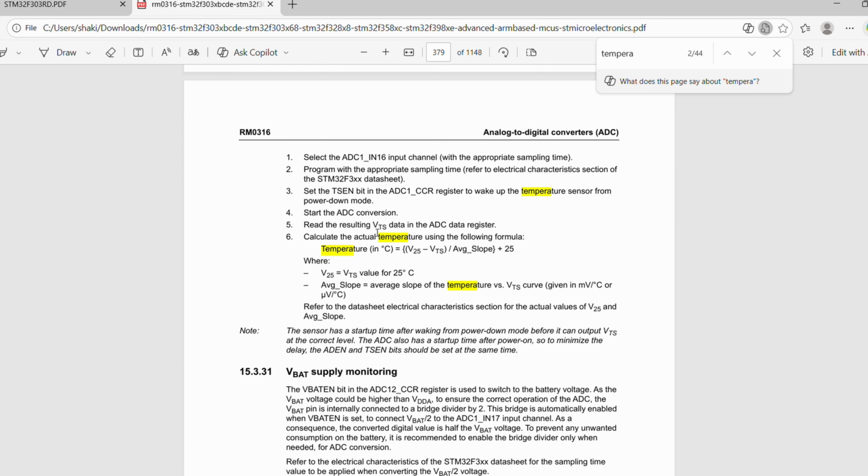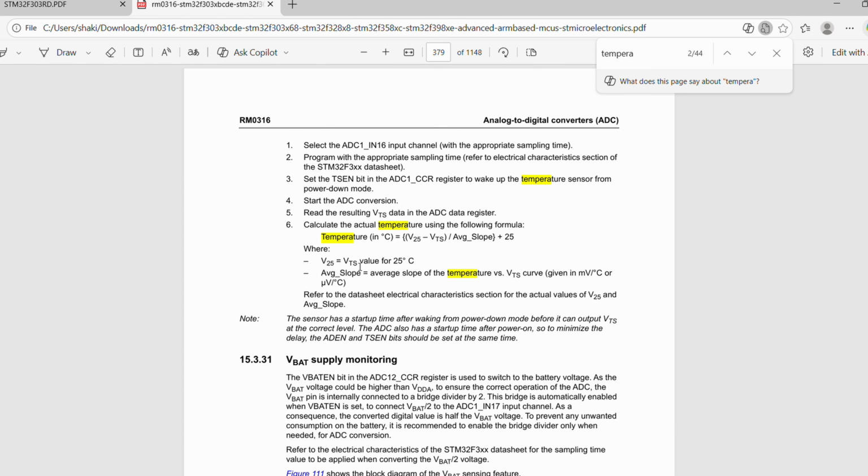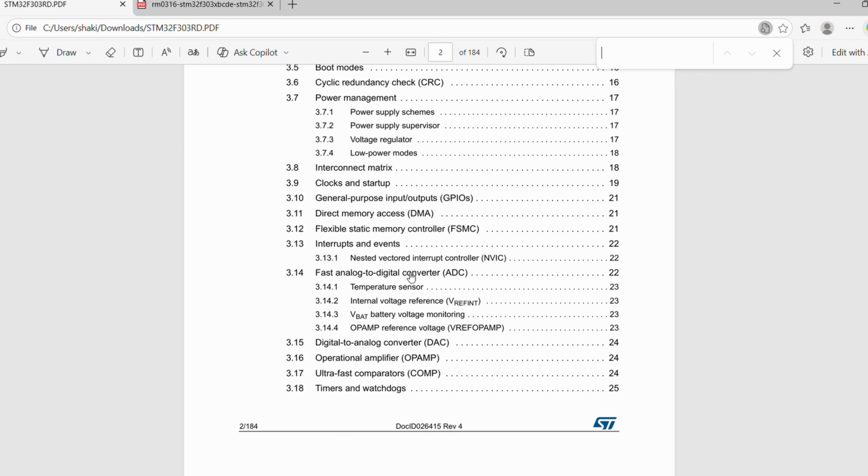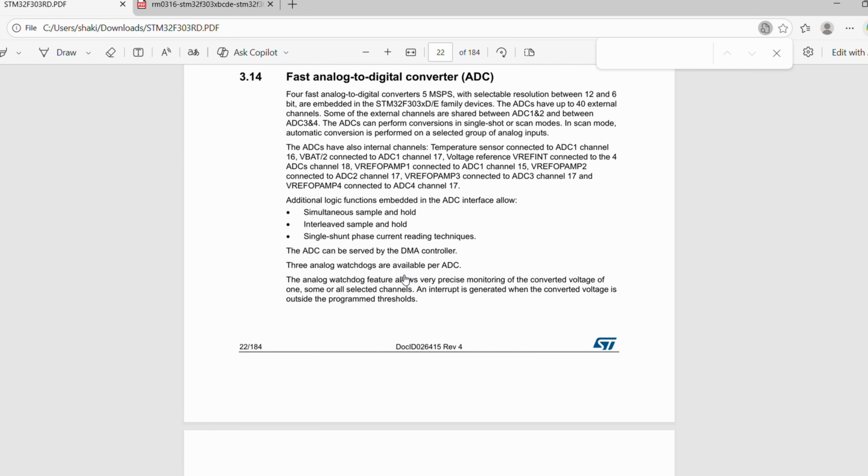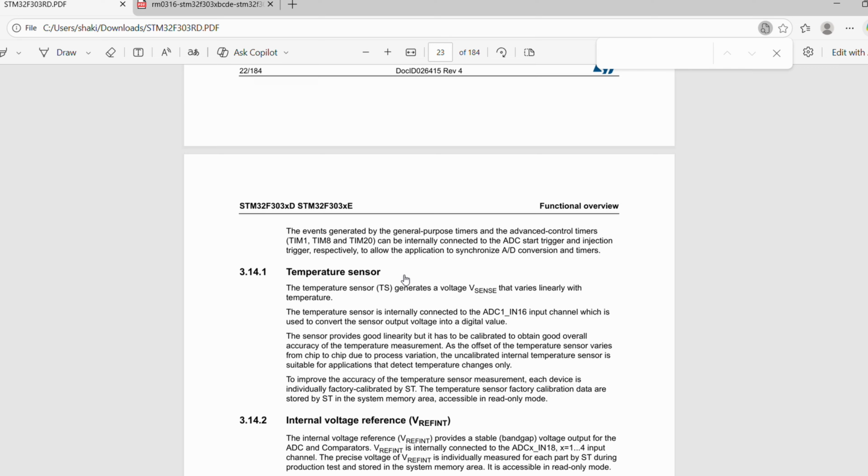This is the formula I'm interested in, to calculate the actual temperature. We have V25, the standard value, then we have VTS. This is all already stated here, along with the analog to digital converter ADC value. This is what I'm most interested in.